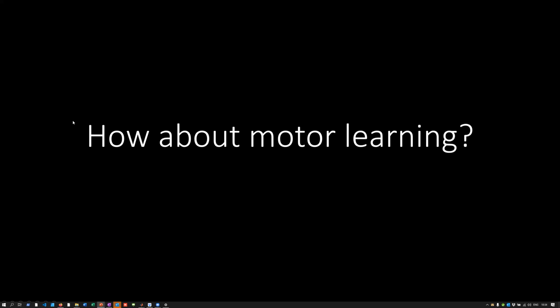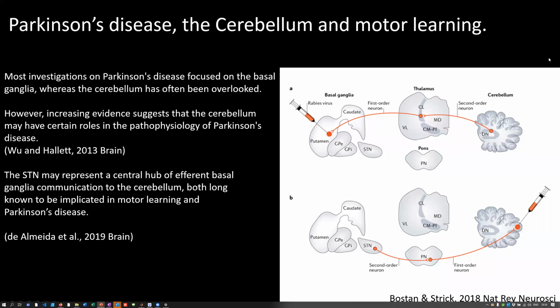Now, we can also look in the motor domain, always thinking about motor learning and how the stimulation and Parkinson's disease may affect motor learning, because dopaminergic innervation has long been associated with reinforcement of behavior, and therefore also with learning of movements and habits. And our task allowed us specifically to try to understand what the relationship is between the basal ganglia and the cerebellum in motor learning. And we know that most investigations of Parkinson's disease focused on the basal ganglia, and the cerebellum has often been overlooked.